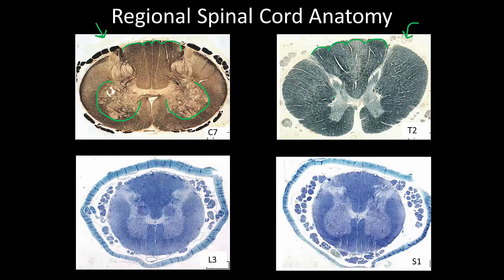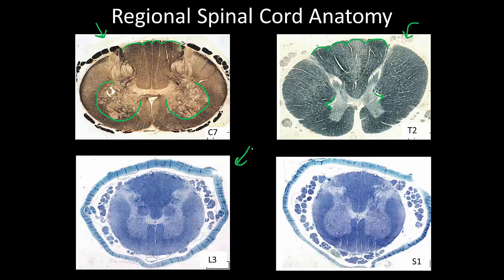Also, within the entire thoracic region, from levels T1 all the way to L2, we're going to have our lateral horns present. So anytime you see a lateral horn, you know that you're at the level of the thoracic region or the upper lumbar region.